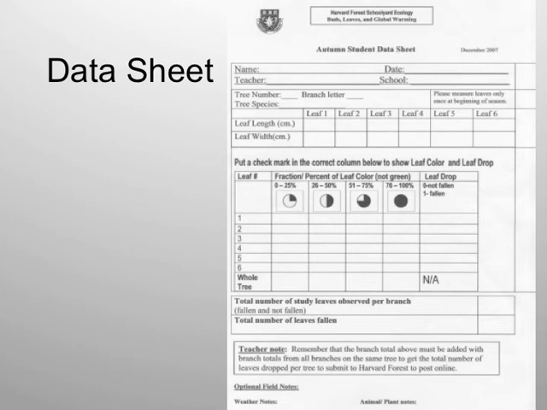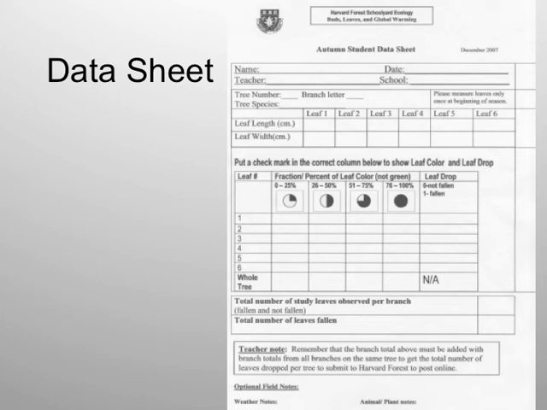And then below that, it says, please measure leaves only once at beginning of season. And that's because in the fall, they're going to be very brittle. We don't want to be pulling the leaves off. And if that happens, just please tell me that happens so we can document that on your sheet.